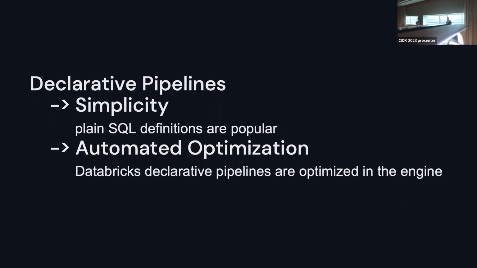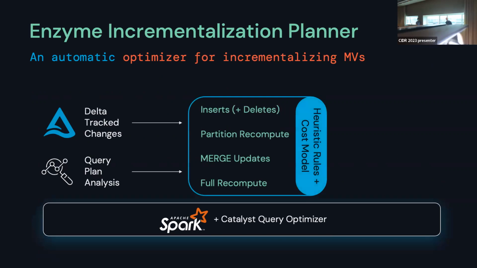The additional perspective that we bring here is that we are saying, hey, look at the automated optimization opportunities that appear in these declarative pipelines, because there are a lot of things that you can do if you come closer to the engine. I'm going to give you a taste here of two things. The first one is the Enzyme incrementalization planner. So this is to incremental maintenance of materialized views what an optimizer would be to SQL query processing.